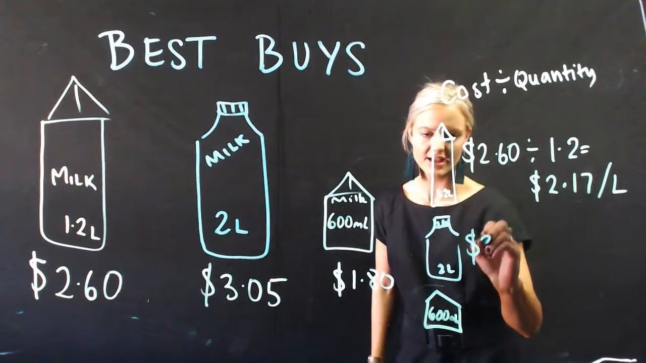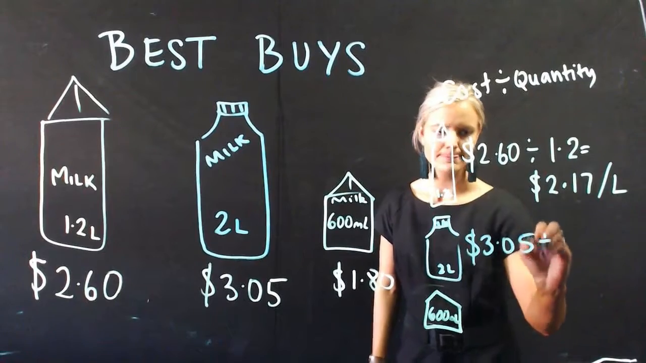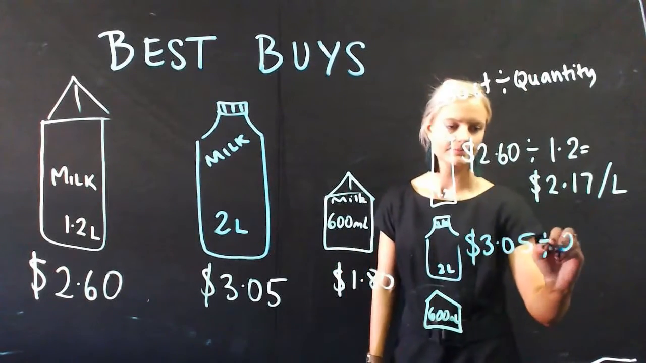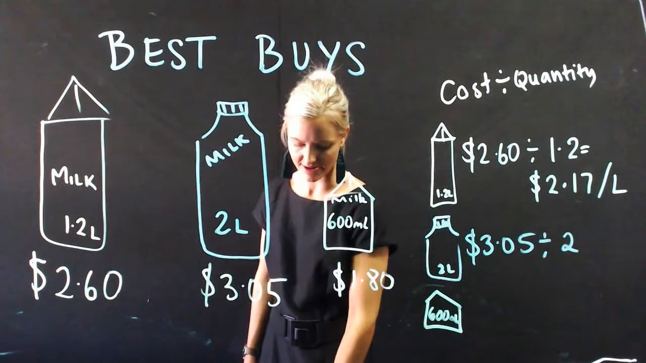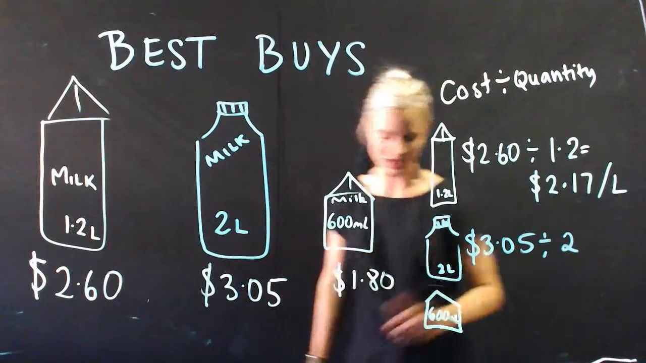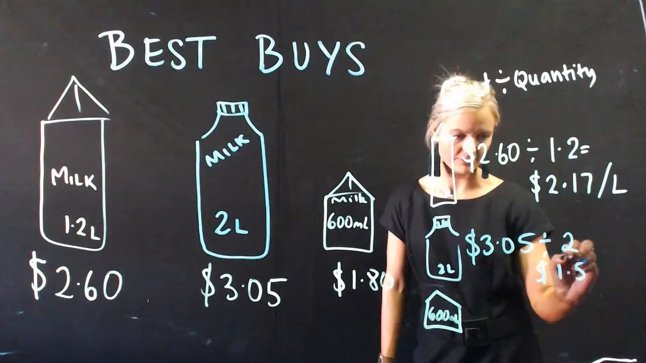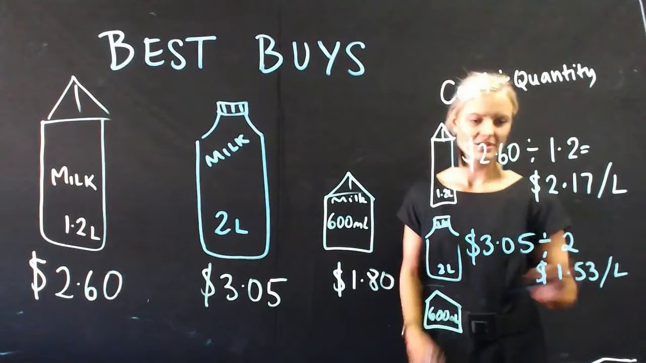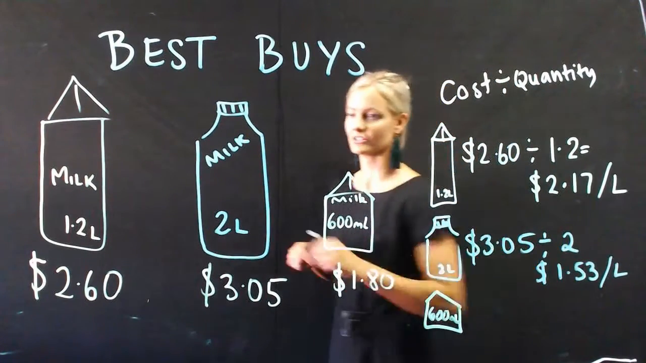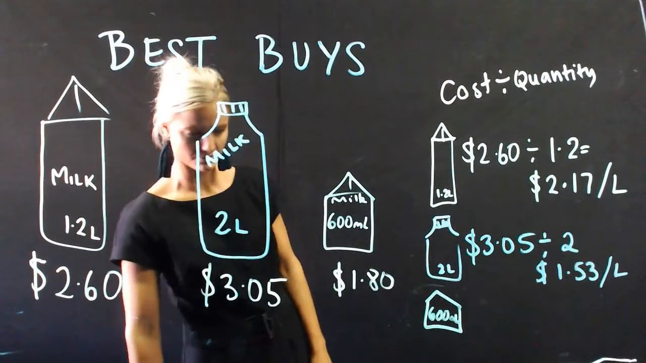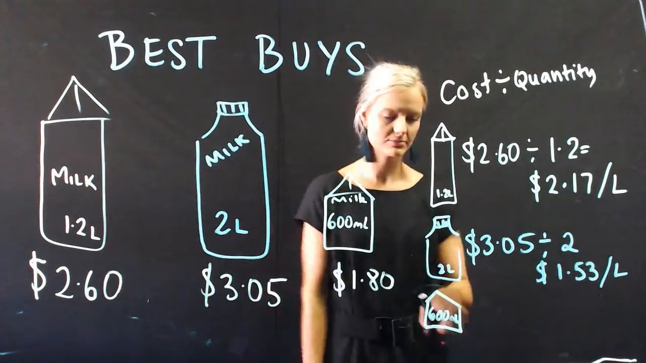Let's consider the second one. Cost is $3.05. Quantity is 2 litres. $3.05 divided by 2 litres equals $1.53 rounded per litre. Much cheaper. Alright, so far, I know that I would go for the larger option. Let's consider this third small little tub.